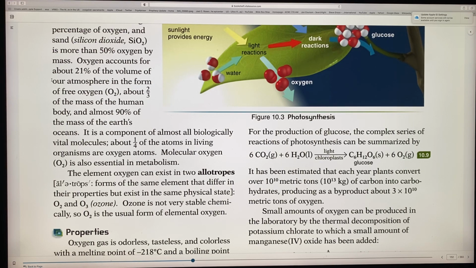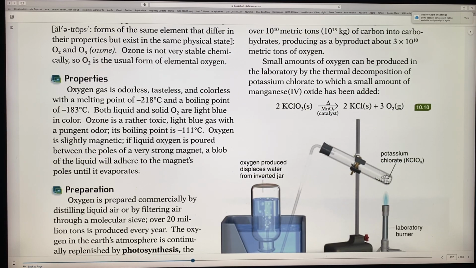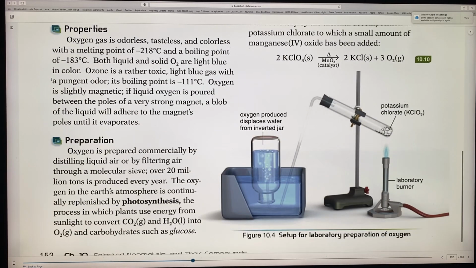So onto the properties of oxygen. Oxygen is odorless, tasteless, and colorless. Its melting point is negative 218 degrees centigrade, and its boiling point is negative 183 degrees centigrade. That's why oxygen in a normal state is a gas. Both the liquid and the solid states are blue. So when you think of oxygen, of course, you think of it being blue, right? Basically here, coloring oxygen blue.